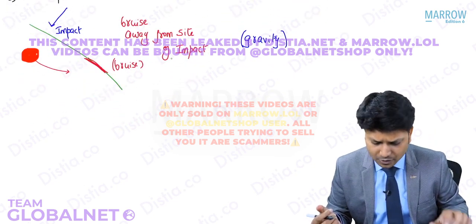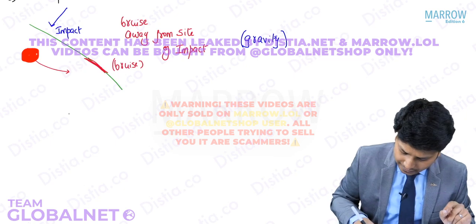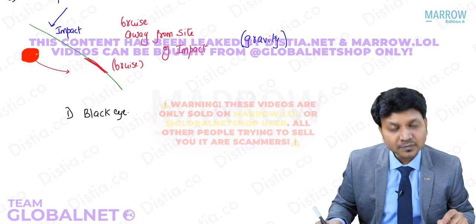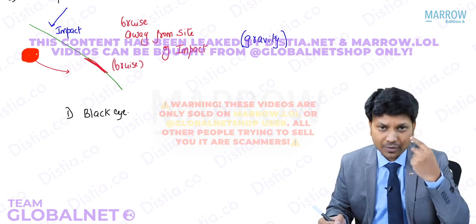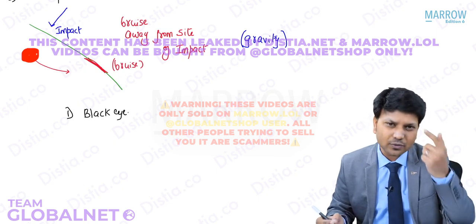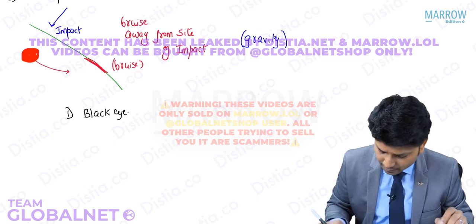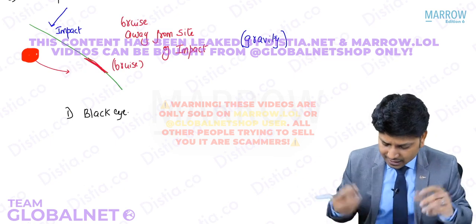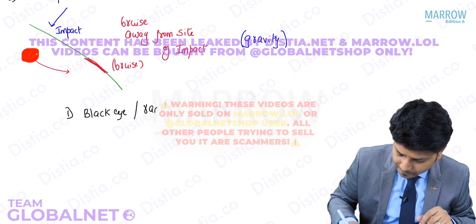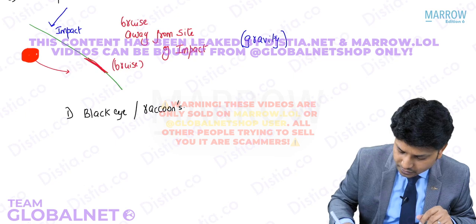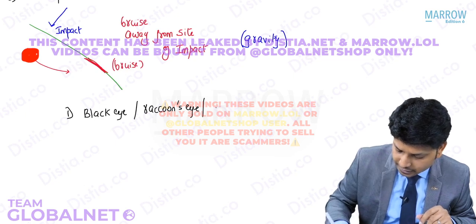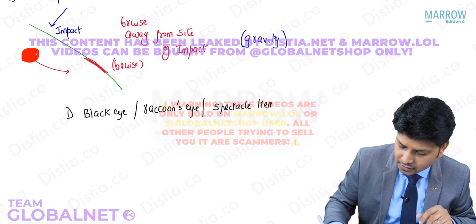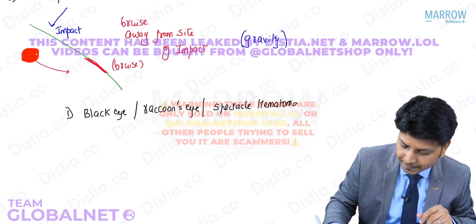What are the examples that you would like to know? Number one example is called black eye. You hit the forehead, and if there is an injury in the forehead, you will have blood collection in the periorbital region. That is because of gravitational shifting. We call it black eye. Bilaterally, you call it raccoon's eye, or spectacle hematoma. You have so many synonyms for this, but you know the concept.